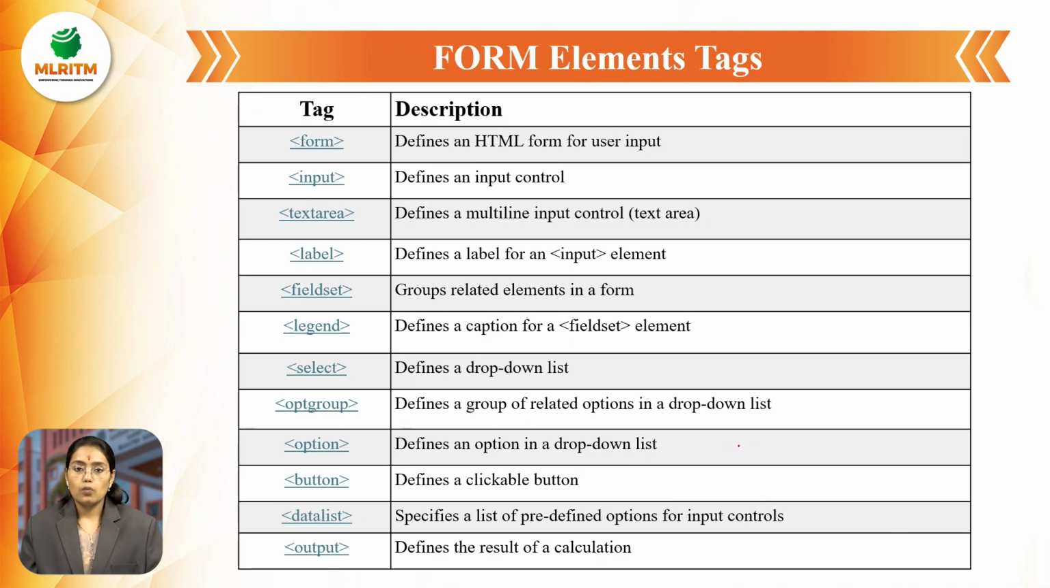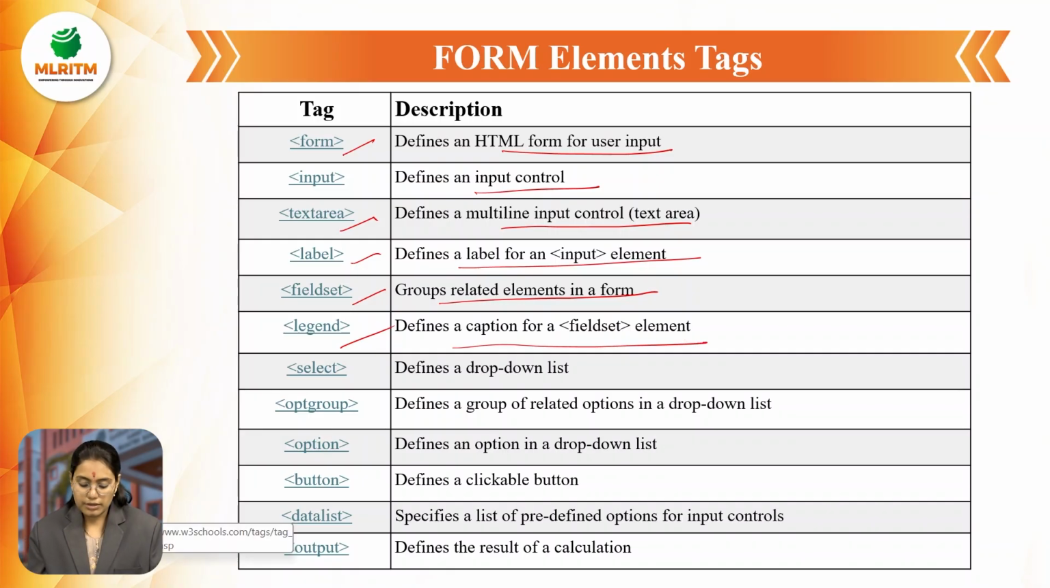Next, ending. What are the form element tags? Tags and descriptions. What is a form tag? The form tag is used to define an HTML form for user input. The input tag is used to control the input fields. Textarea defines a multi-line input control. Label defines the label for an input element. Fieldset groups related elements in a form. Legend defines a caption for a fieldset element. Select defines a drop-down list.